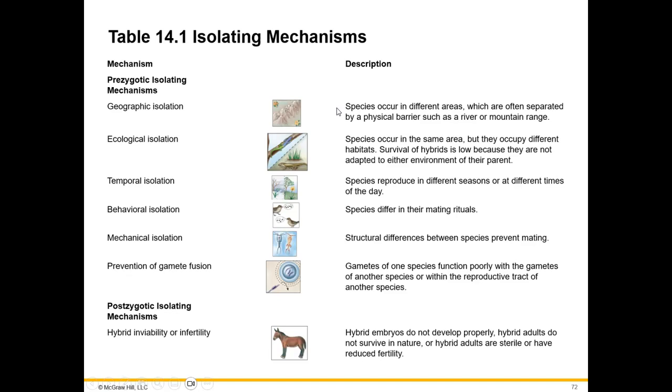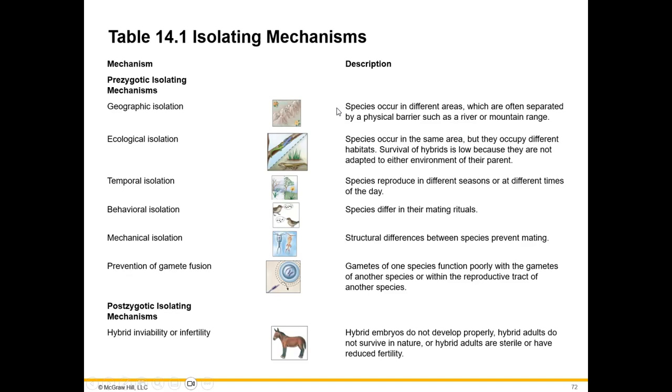Ecological isolation is similar, but slightly different. In this case, species occur in the same area, but they occupy different habitats within that area. And as a result, the survival of hybrids is going to be very low because those hybrid individuals that are born are not going to have the genes to adapt to either of the environments of their parents.